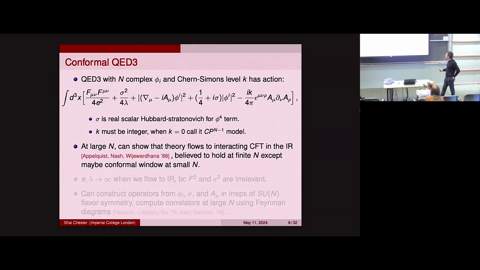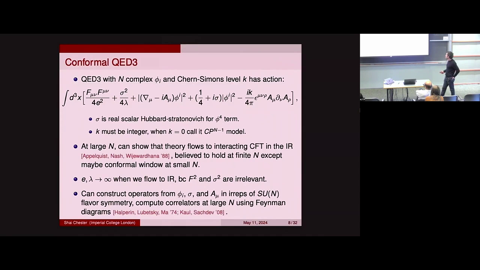Although, of course, the big question is, does it continue to flow to an IR CFT even for small values of N? That is hard to say because, of course, it's strongly coupled. And so there are two kinds of operators you can construct. One type of operator you construct using the operators that show up in the Lagrangian. So you have your complex scalars phi, you have your Hubbard-Stratonovich field sigma, you have your gauge field, and you can use those to construct gauge invariant operators. And then you can study their scaling dimensions by doing Feynman diagrams in a large N expansion, as shown in ancient times by these authors.